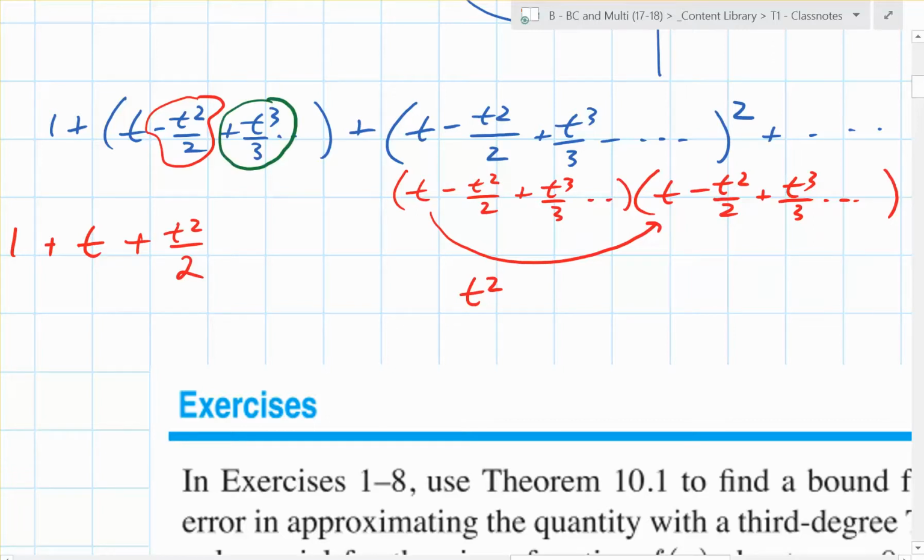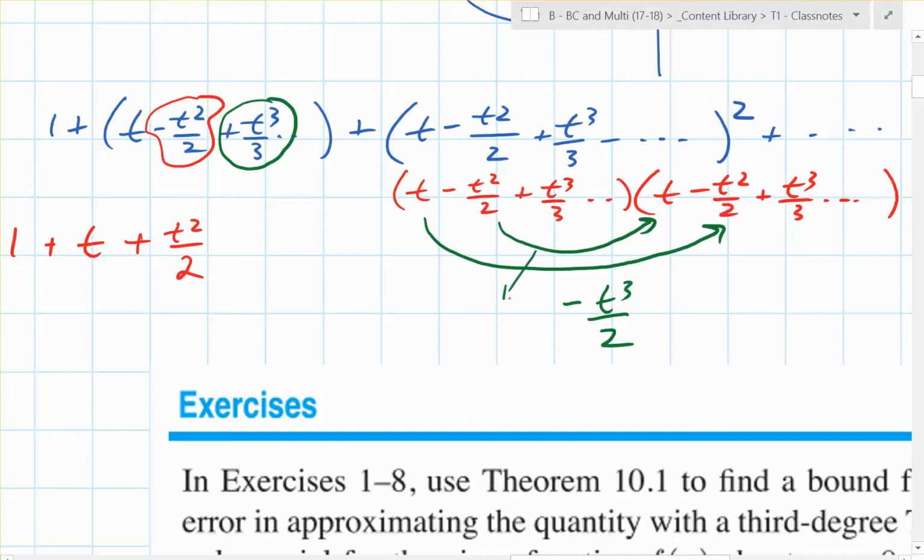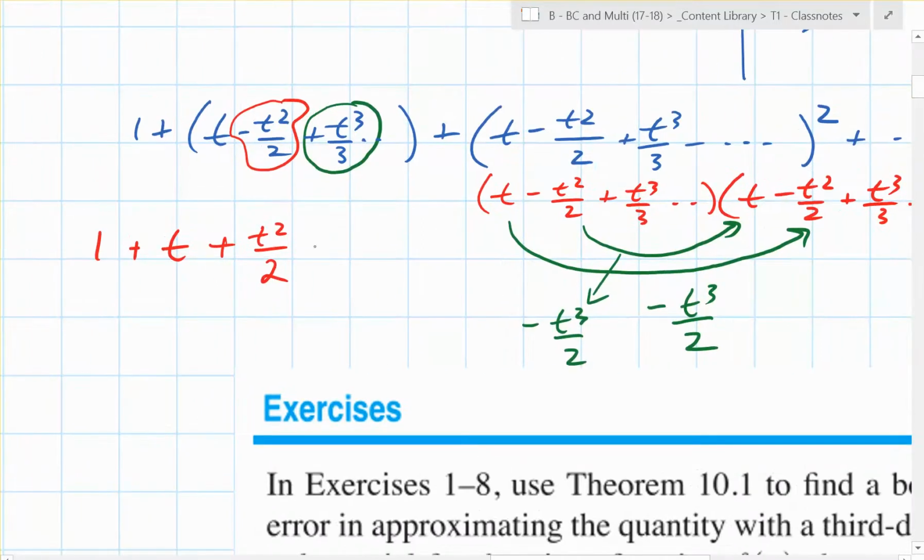How many different places can we get the third power out of this? Well, we can get it this times that, correct? What's that going to be? Negative t cubed over 2. Is there another place where we can get a t cubed? Right there, which is what? Over 2. So what's the last term going to be? Plus what? Negative a half. It's going to be just?